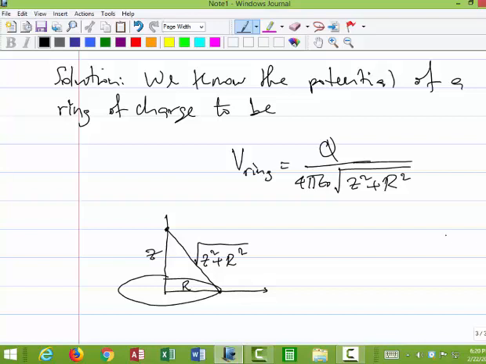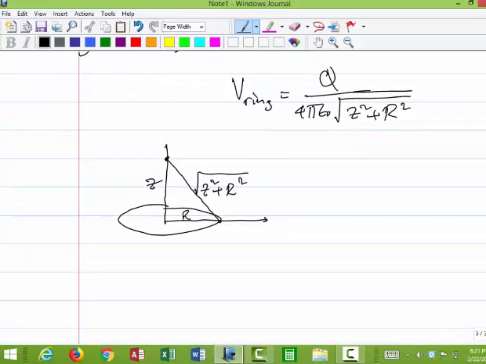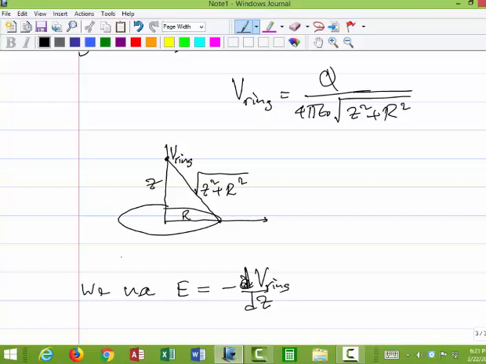So when we do the derivative of the potential, that will give us the electric field at that point. So we are finding the potential at this point, or that is the potential at that point of the ring, sorry. So we can use E equals minus dV/dz, since we are interested in taking the derivative along Z. Okay, so we take the derivative over the ring along the Z-axis.